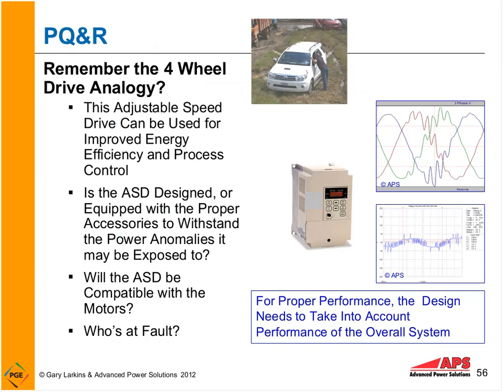Remember the four-wheel drive analogy? Again, this adjustable speed drive can be used for improved energy efficiency and process control. But is this specific adjustable speed drive equipped with the proper accessories? Maybe I'm going to have transients in here that cause this drive to trip offline, causing me unnecessary downtime. Maybe I can just go out and buy the right equipment, a different drive, or maybe I can buy the equipment with that drive, the accessories, so it's compatible with my power system. So again, we need to take the system view here.